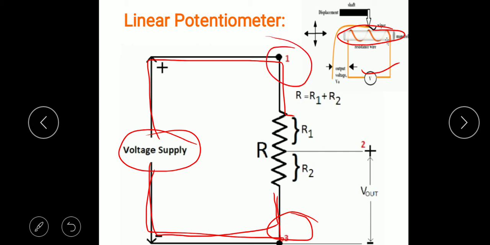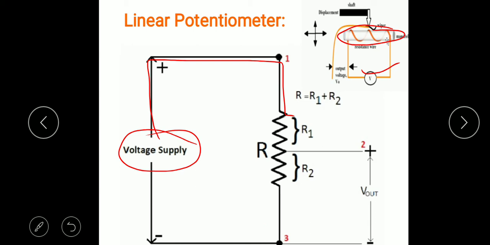Okay, positive terminal connected to the 1 number part, and negative terminal connected to the 3 number part, and the resistance value is capital R in this circuit, and the input voltage is V, consider V.